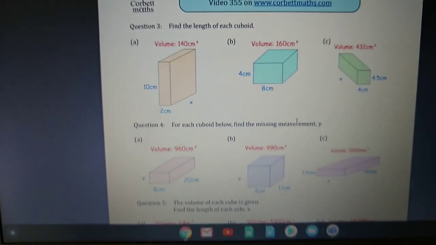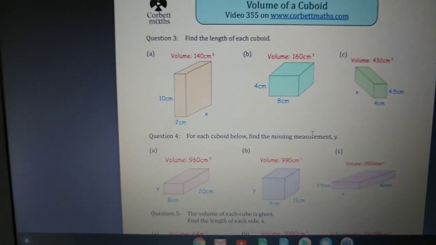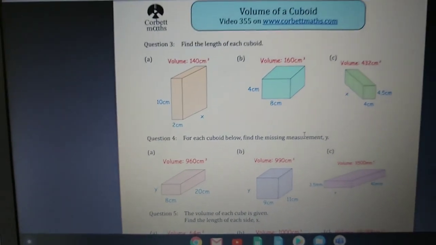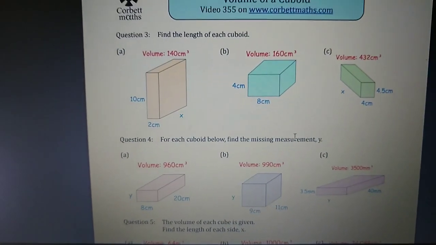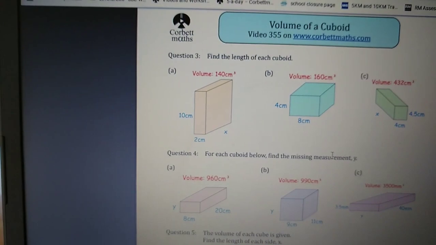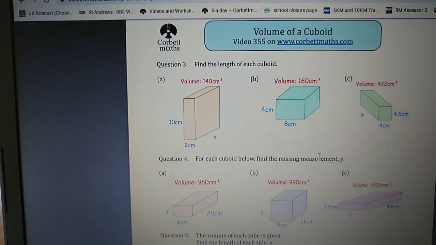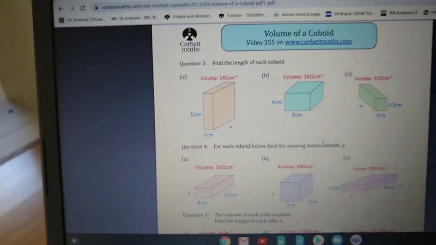So in question 3 and question 4 we need to calculate a missing length rather than finding the volume. So we're given the volume in the question. I'm going to have a look at question 3a and also question 4c. First of all, 3a, we know the volume is 140 centimeters cubed. The length is 2, the height is 10, and the width or the breadth is x, so we need to calculate x.